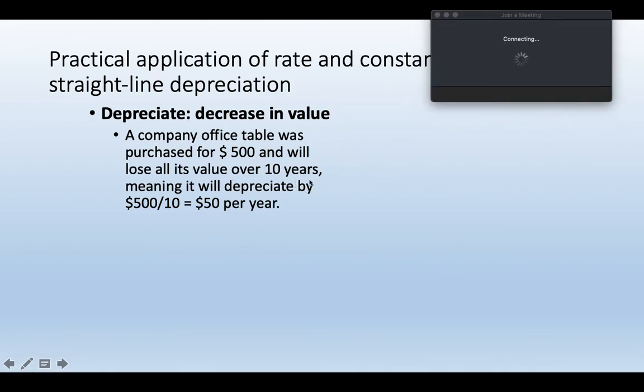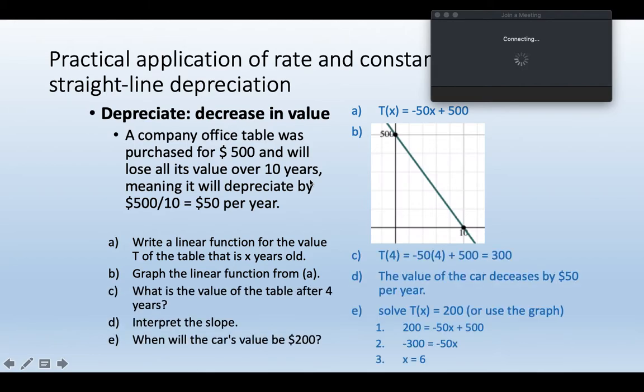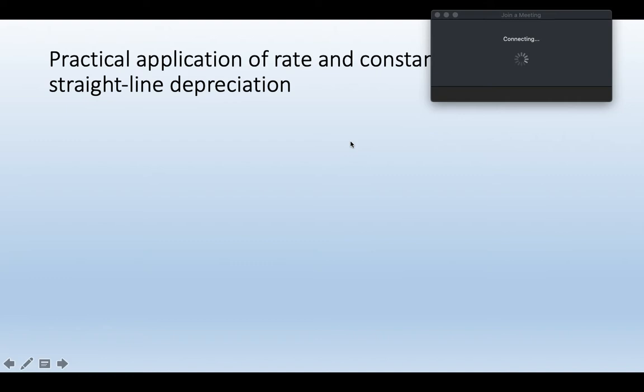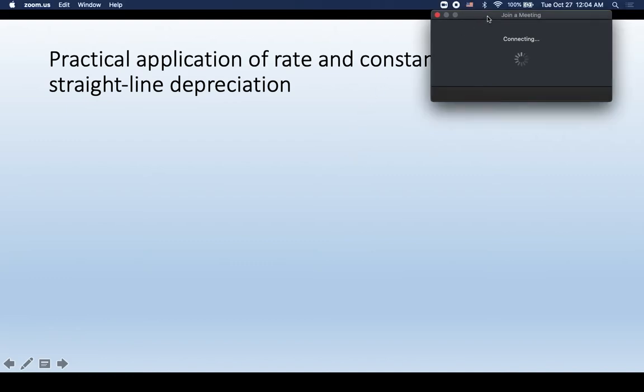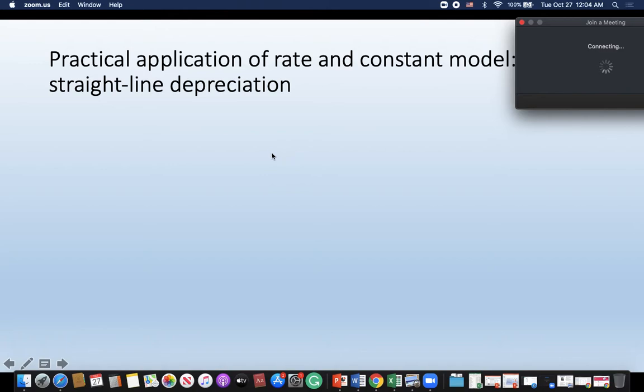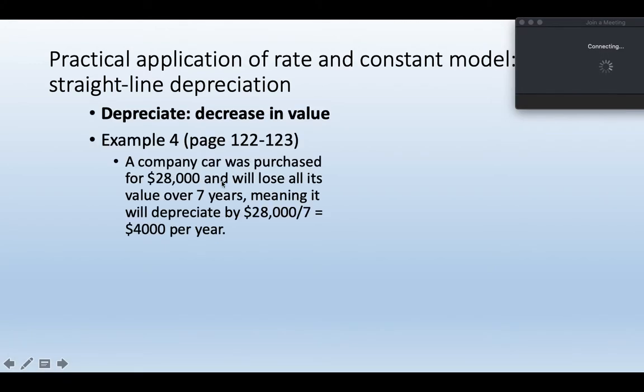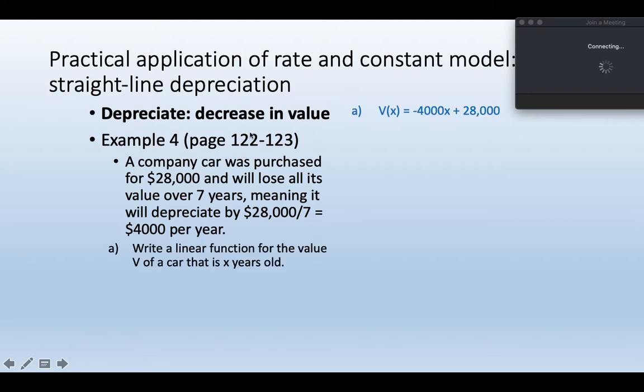So this math we already discussed. Let me show you quickly once again. Our final answer is x equals 6. And then we can go to the next math. As I said, the next math will also be similar, just the numbers are a little bit bigger. This is $28,000 for a car, and the plan is to depreciate it in 7 years. So per year $4,000. The function will be minus 4,000x plus 28,000. This is the value here.